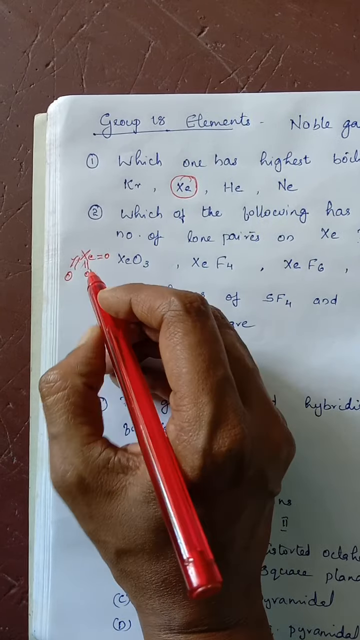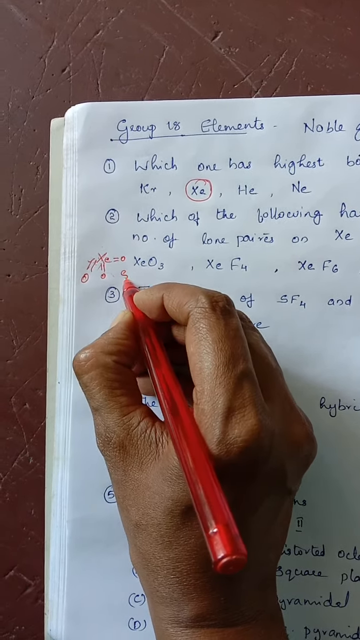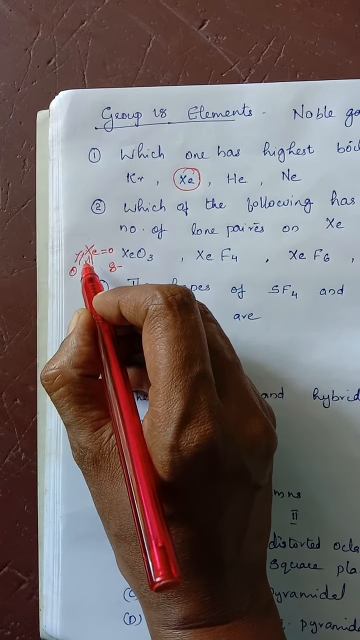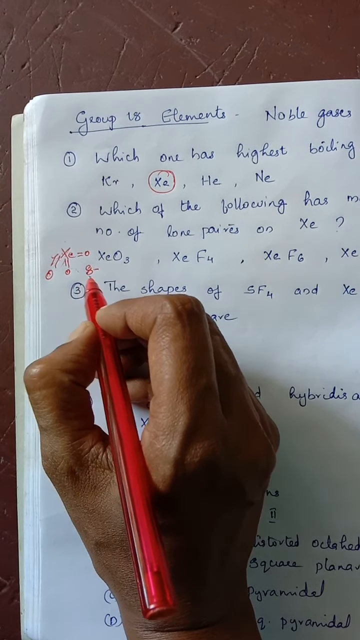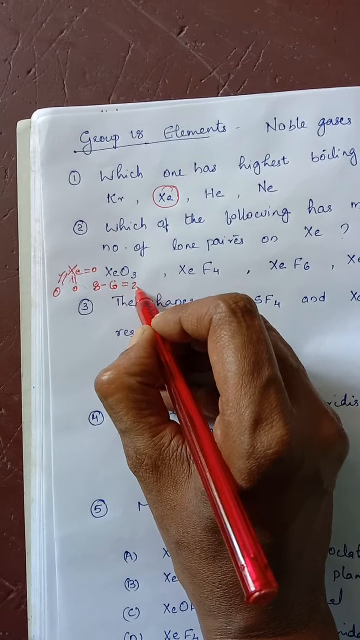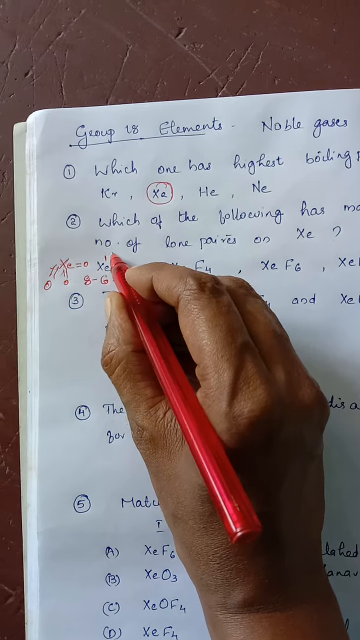3 oxygen atoms. So out of 8 valence electrons, how many electrons does xenon use for bonding with oxygen? For each oxygen, xenon uses 2 electrons. So 2 plus 2 plus 2, that is 6 electrons are used in bonding. Remaining how many electrons? 2 non-bonding electrons. That means here xenon contains 1 lone pair.